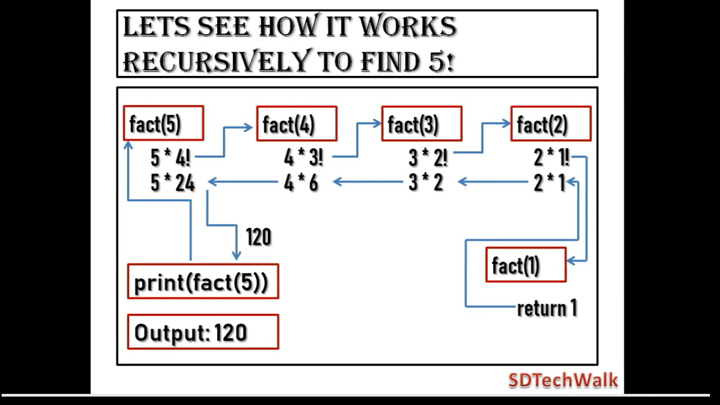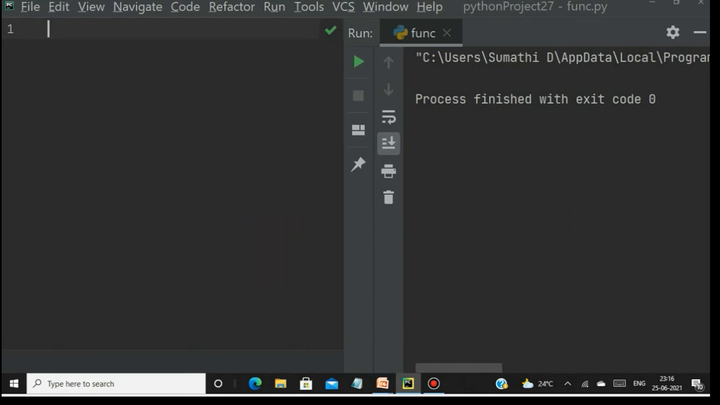Now let's move on to the PyCharm editor, and I will show you how to write the code to find the factorial, the same thing, only in a recursive manner. We'll write it as code here.